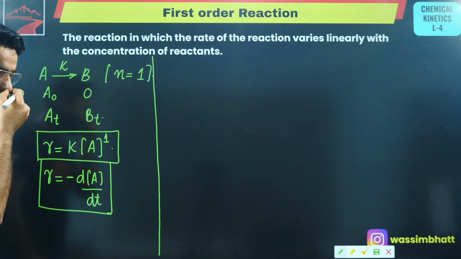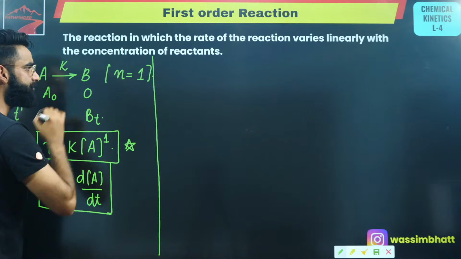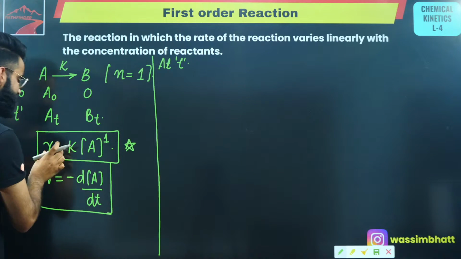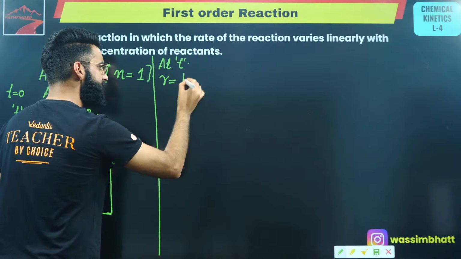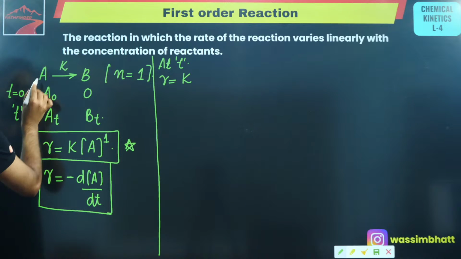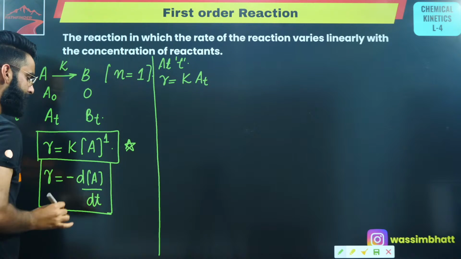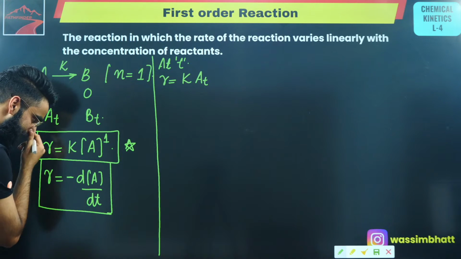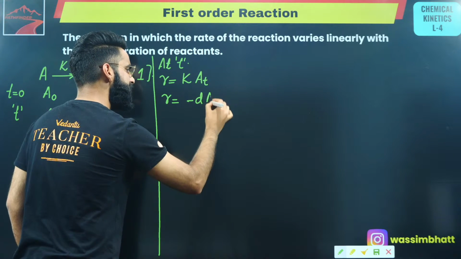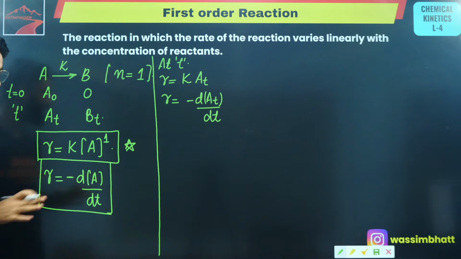Understand properly. If I write this equation at time t, I can say rate of reaction will be equal to rate constant multiplied by the concentration of A at time t. At time t, the concentration of A is At, so it's going to be At raised to the power 1. Similarly, if I write this expression at time t, rate of reaction will be equal to minus d of At divided by dt.